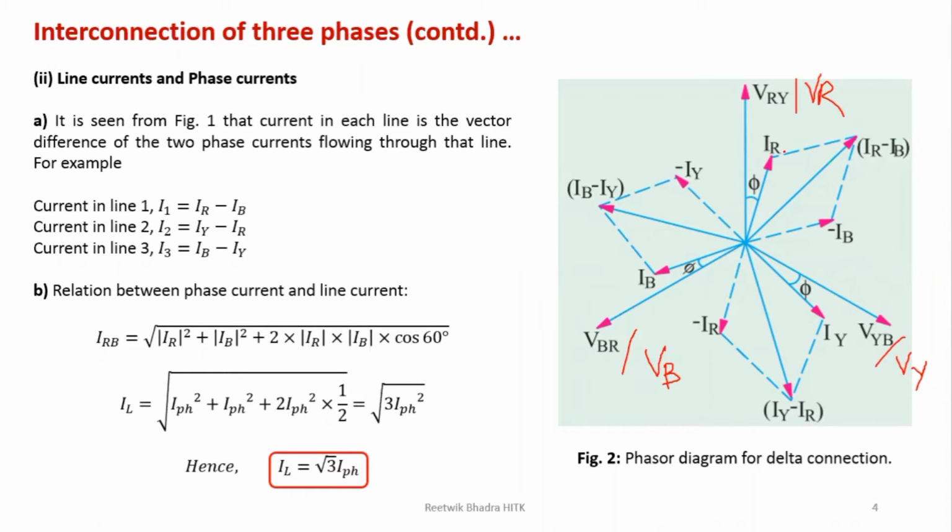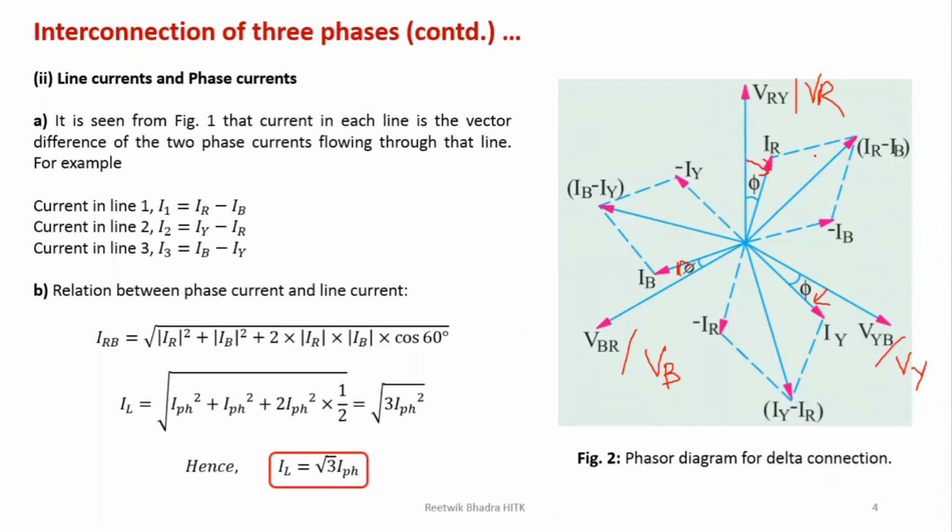So from VR to IR, which direction are you going? This is VR, this is IR. So clockwise, right? From VR to IR. So current is lagging by some angle phi. Then again VY to IY, some angle phi again. Then VB to IB, again some angle phi. All directions you see clockwise. From V to I, clockwise. So that means I is lagging your voltage.